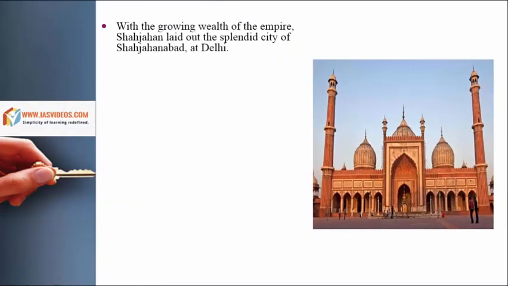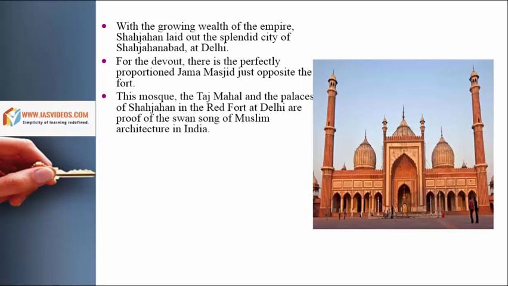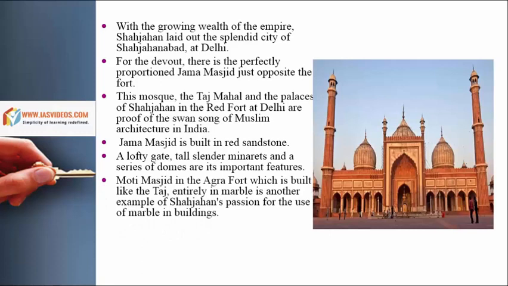With the growing wealth of the empire, Shah Jahan laid out the splendid city of Shah Jahanabad at Delhi. For the devout, there is the perfectly proportioned Jama Masjid just opposite the fort. This mosque, the Taj Mahal, and the palaces of Shah Jahan in the Red Fort at Delhi are proof of the swan song of Muslim architecture in India. Jama Masjid is built in red sandstone. A lofty gate, tall slender minarets, and a series of domes are its important features. Moti Masjid in Agra Fort, which is built like the Taj, entirely in marble, is another example of Shah Jahan's passion for the use of marble in buildings.